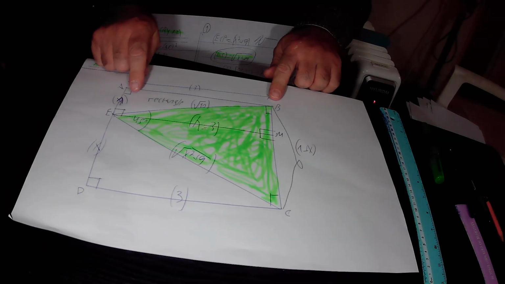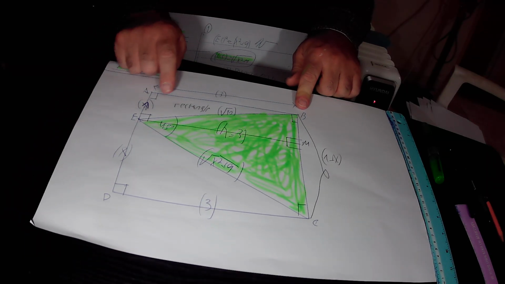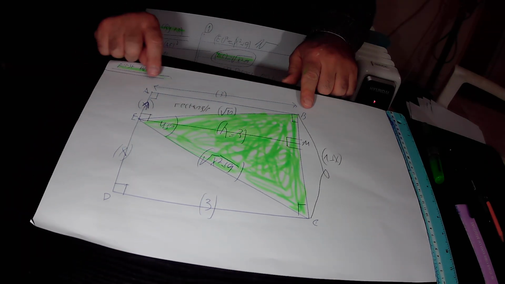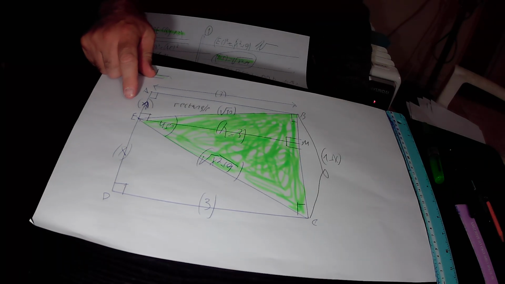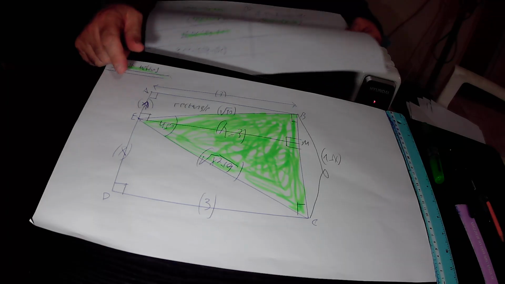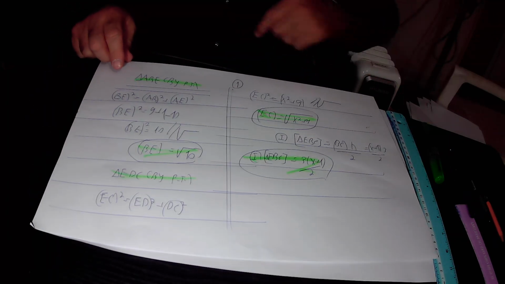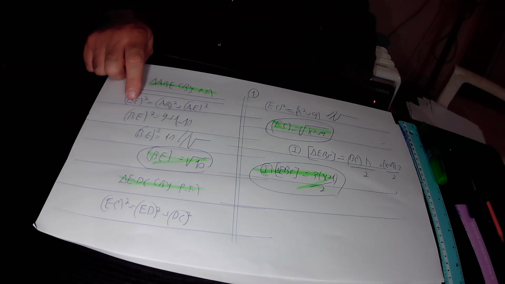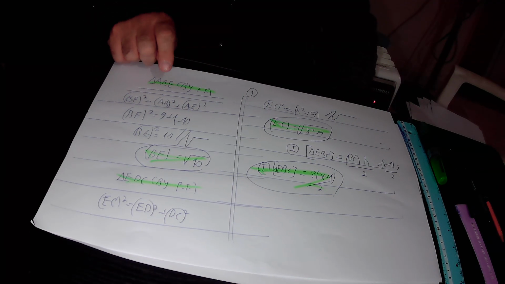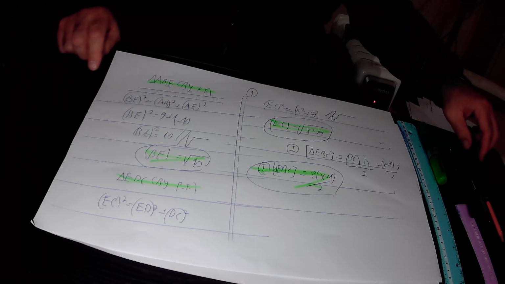BE is the missing side, so leave it as it is. So BE squared equals AB squared plus AE squared. AB is 3, therefore AB squared is 3 squared, that is 9, plus AE squared. AE is 1, therefore AE squared is 1 squared, that is 1. So now we found out that BE squared equals 9 plus 1, that is 10. BE squared equals 10.